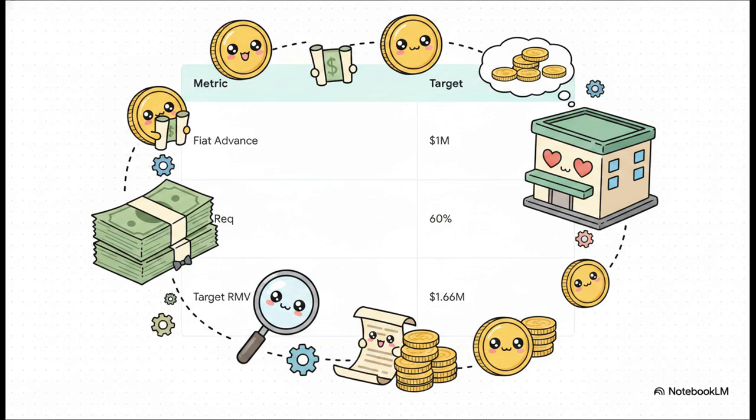To get that $1 million in cold, hard cash, the math dictates that the 418-piece coin set must achieve a verified, revalued market value, or RMV, of exactly $1,666,666. That is our hard, unmoving mathematical target.